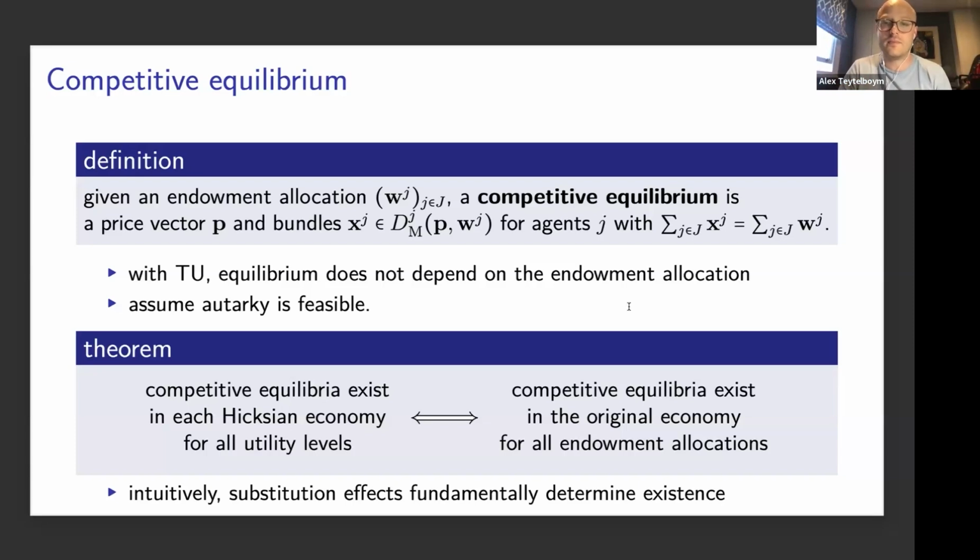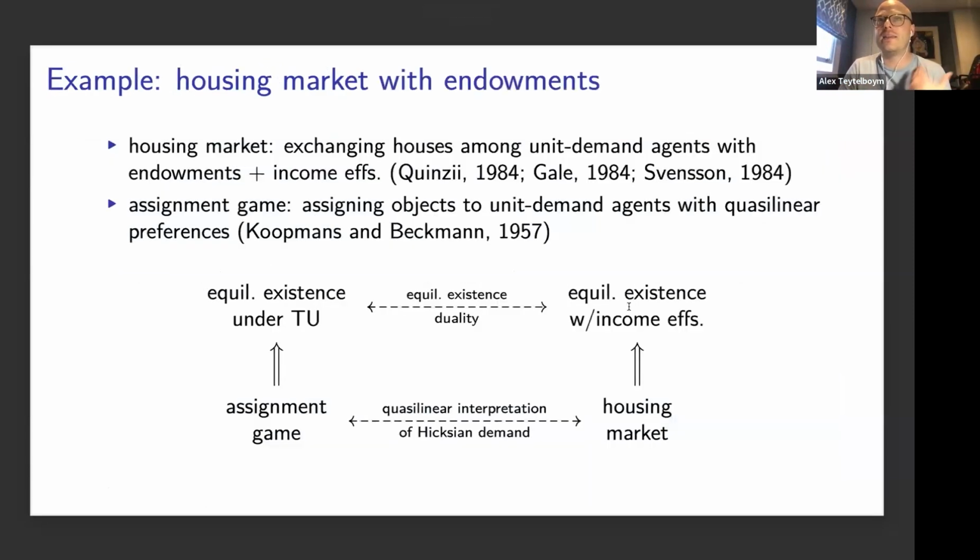Okay. So let's apply this result, and this is a picture I will show you one more time. Remember, we've already done the lower block, which is that we can take a housing market in which agents have income effects. We can reinterpret Hicksian demand in a quasi-linear way and construct a corresponding Hicksian economy that is isomorphic to an assignment game. Koopmans and Beckmann, using a nice linear programming argument, told us that equilibrium exists in this economy. And by using, so we're now in the top left corner of this diagram, the equilibrium existence duality, we can conclude that an equilibrium will exist in the housing market as well.